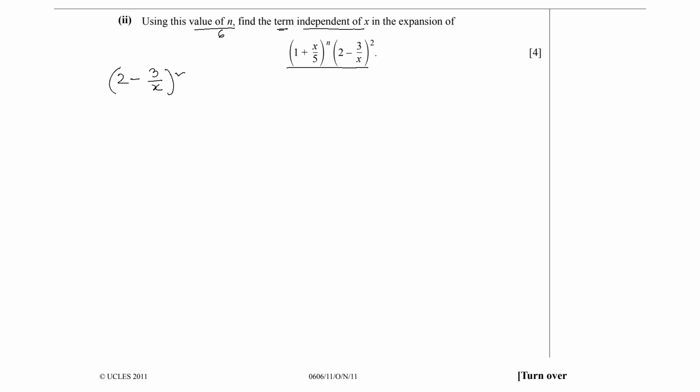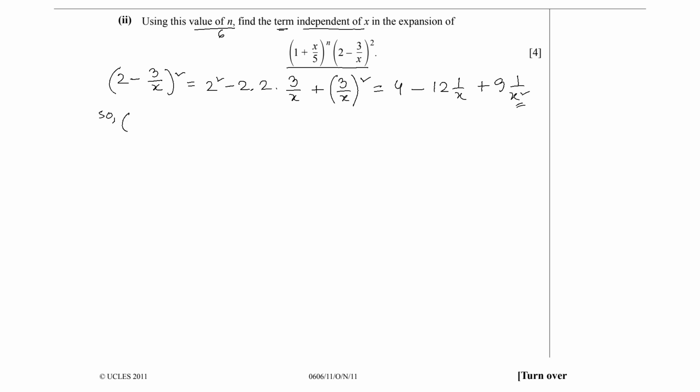This is the (a minus b) whole squared formula, so using it we can write 2 squared minus 2 times 2 times 3 over x plus (3 over x) whole squared, which can be simplified as 4 minus 12 times 1 over x plus 9 times 1 over x squared. As we can see here, x squared is the highest power in the denominator. We need up to x squared terms from the (1 plus x over 5) to the power 6 expansion.